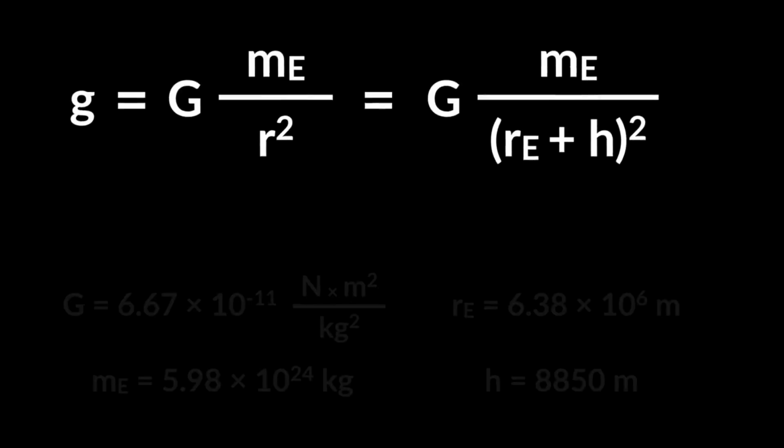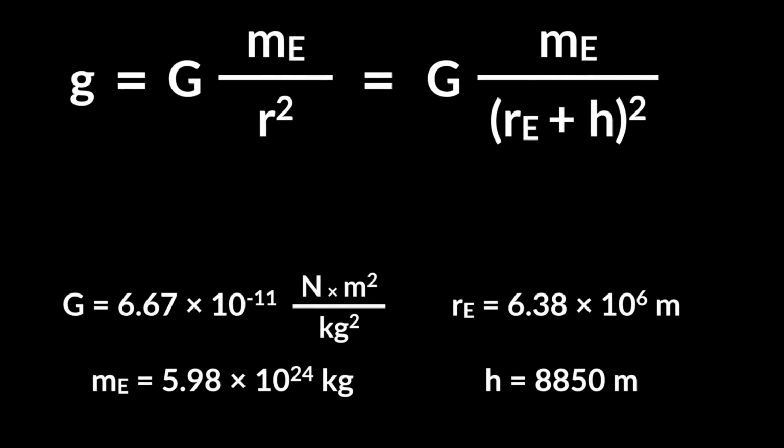Now, if you look these values up, you'll find that the mass of the Earth is about 6 times 10 to the 24th kilograms. The radius is 6.38 times 10 to the 6th meters, and the height is 8,850 meters. One thing you have to notice is that the units for the radius and the height are in meters, not kilometers. When you look these values up on a table or in a textbook, you might see that they're listed in kilometers. However, you have to convert these values to meters because of the units of our constant G. So once you do that, you just plug the values into the equation.